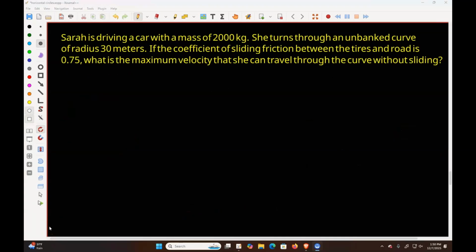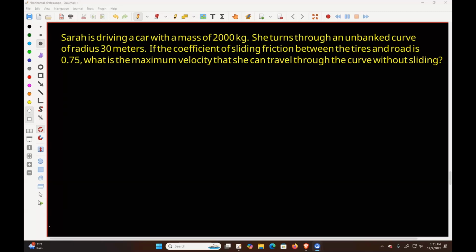Okay, in the next problem here, we have a 2,000 kilogram car. It's on an unbanked curve. It has a radius of curvature of 30 meters. You're given the coefficient is 0.75. So what's the maximum velocity it can travel through the curve without sliding?